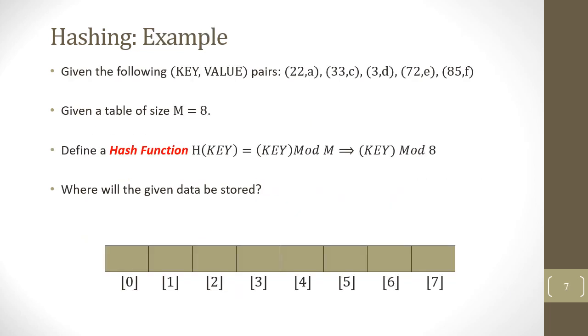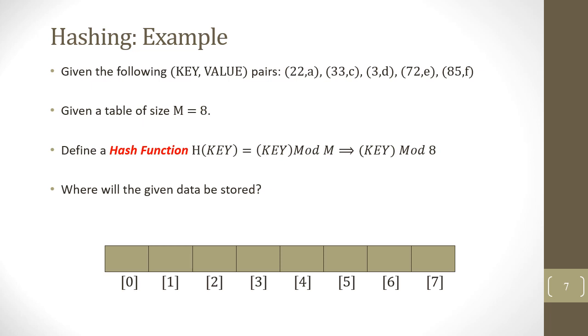To see how hashing works, let's have a look at this example. We are given 5 key value pairs that we have to place in the table of size 8. So we define a simple hash function that is based on modulus arithmetic, and we take mod 8 so that these values can be placed in one of these 8 locations. So where will the data be stored?